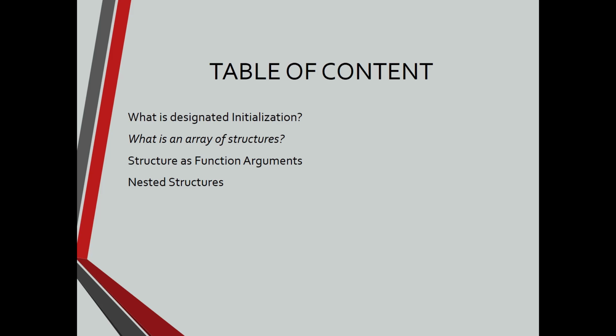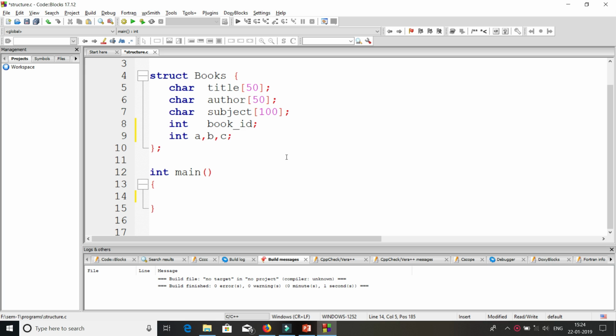Our today's table of contents: we are going to see the third type of initialization of structures, then the array of structures, then the structure as a function argument, and at last we are going to see nested structures. All these topics will be covered using a program which we covered in the first part of structures. So let's start with our first topic, that is the third type of initialization of structure.